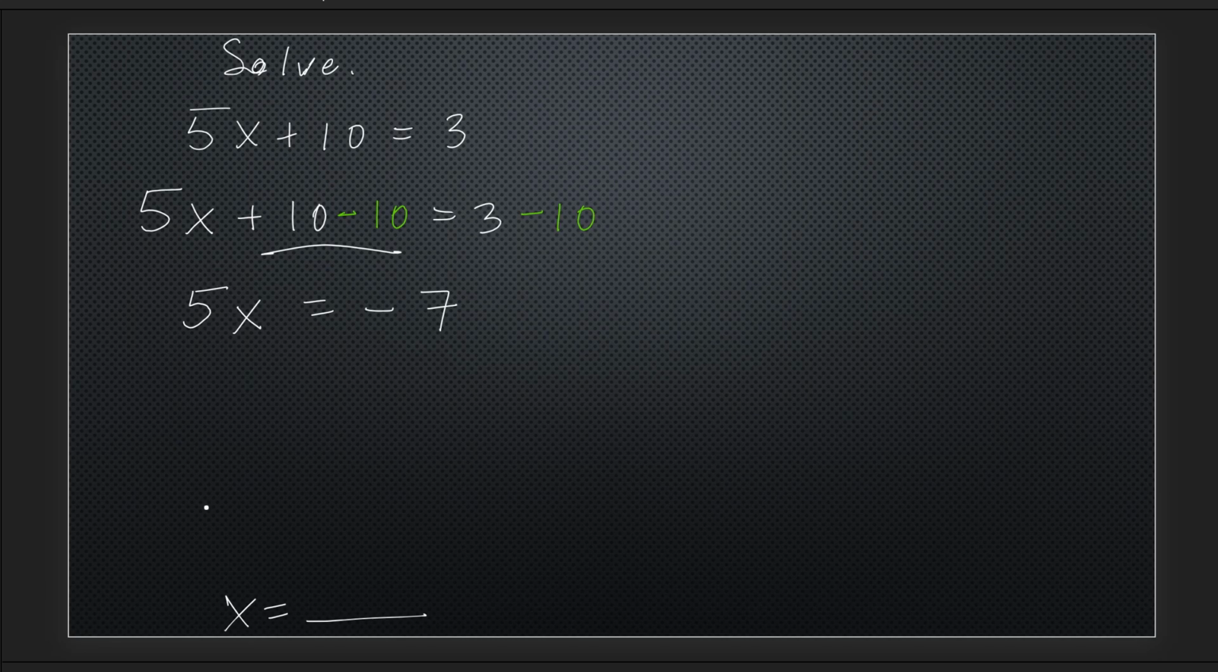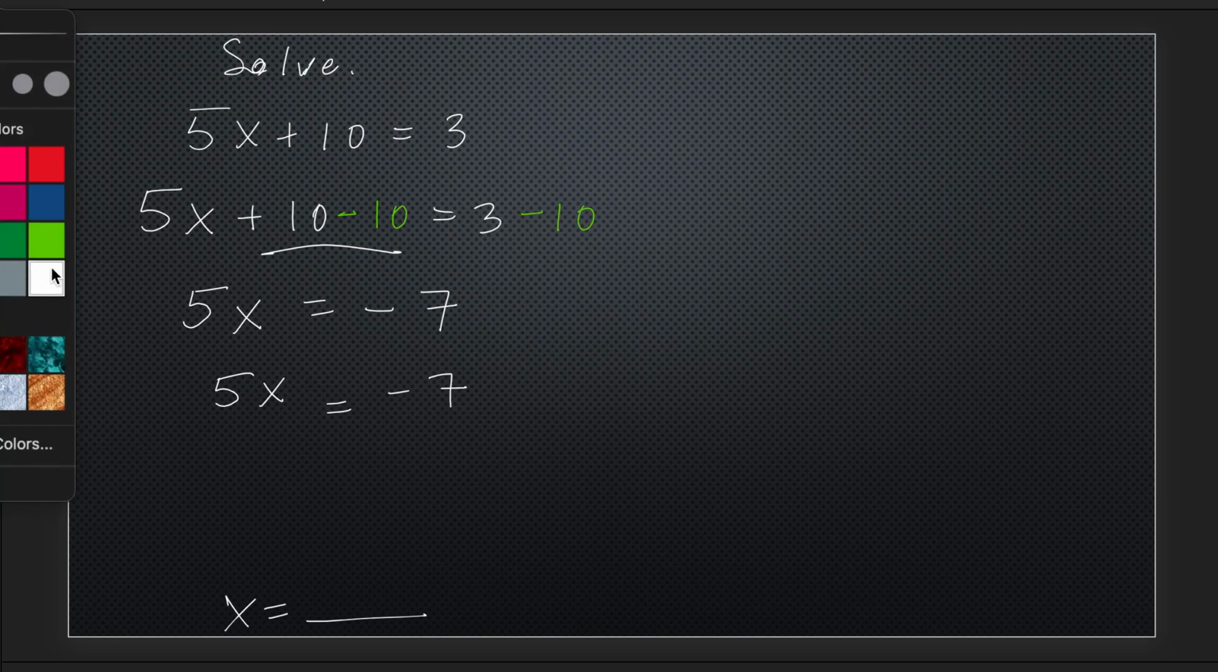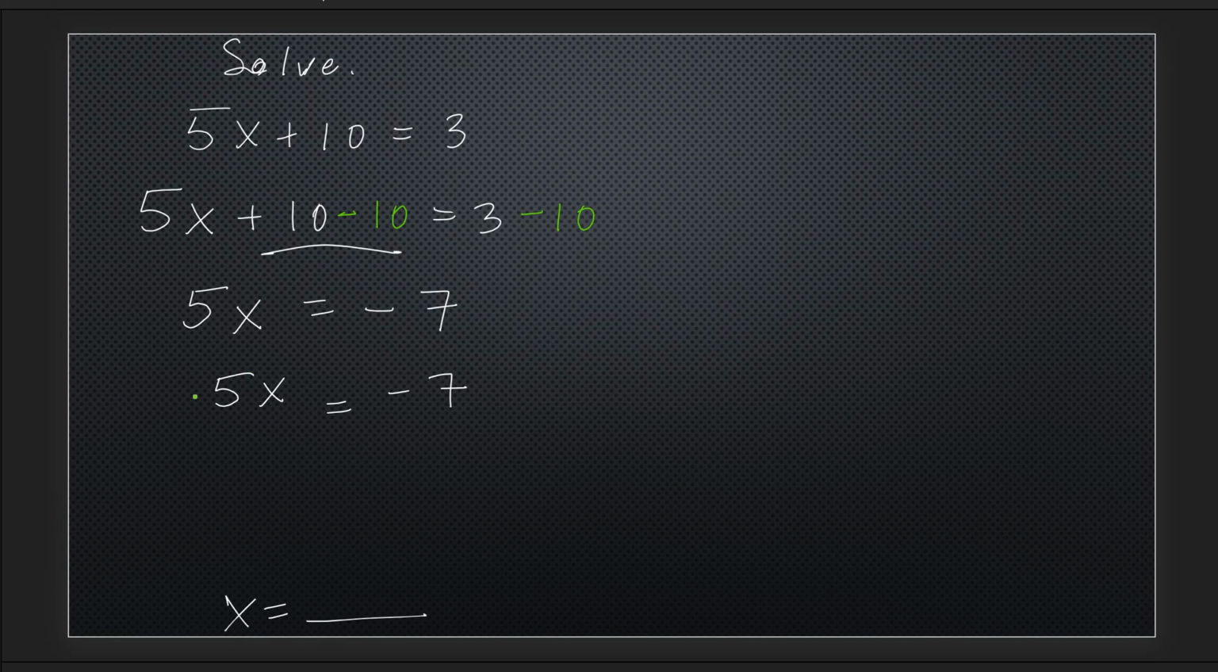Now I need the 5 to go away from the x. So 5 is being multiplied by x. What I'm going to do is the opposite operation and divide by 5. And if I do it on the left side, I have to do it on the right side. That's called the property of equality. I'm not changing the equation at all if I do that.